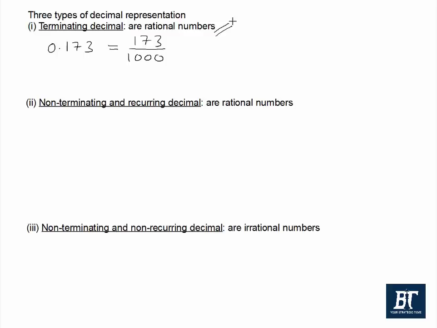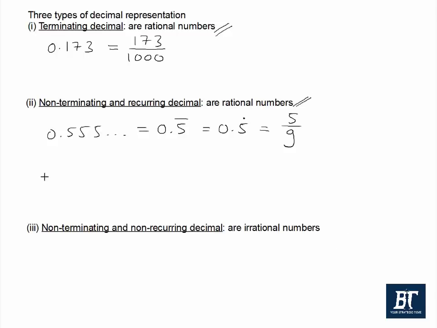Second is non-terminating and recurring decimals. Example: 0.555 dot dot dot. We can also write this as 0.5 bar, or we can also write this as 0.5 with a dot. Later in upcoming chapters we will see that we can also write this as 5 by 9, which by the way is a rational number. So in general, non-terminating and recurring decimals are rational numbers.